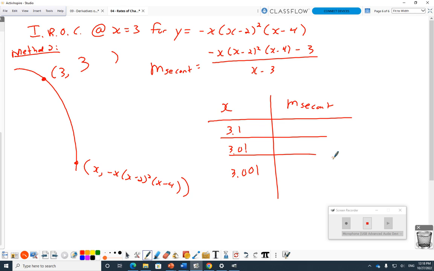Okay. Mess. Negative 3.1 times (3.1 minus 2) squared times (3.1 minus 4), minus 3, all over 3.1 minus 3. 3.759. Anybody else kept up with me? Do you get 3.759? Yeah, and then if I go back, I don't have to retype it all in again. I just have to change all those 3.1s to 3.01s. All of them. Oh my, there's a lot of them.